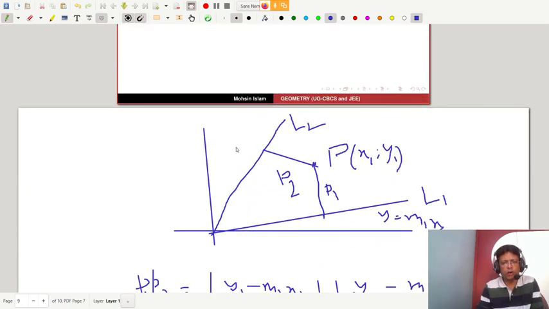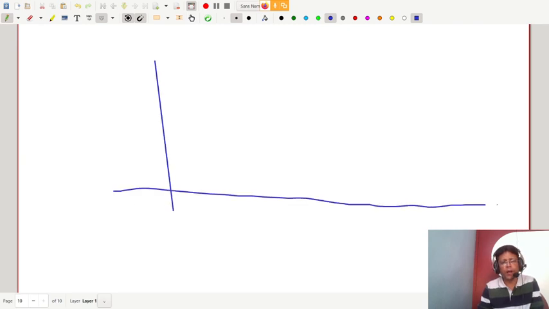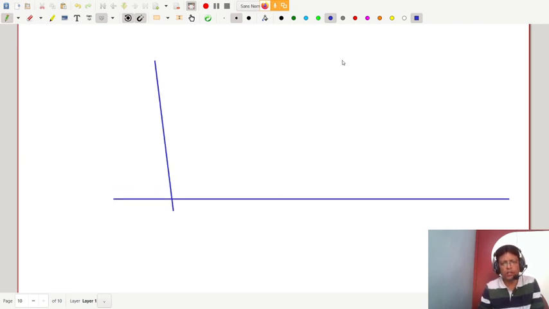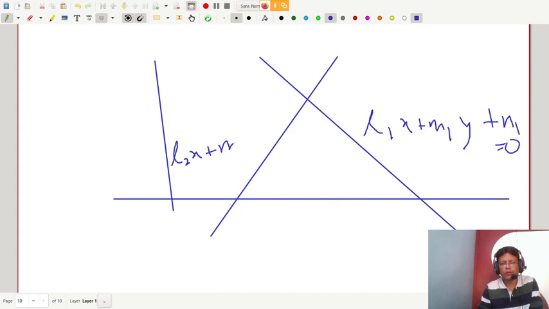Also, let me stop with a discussion. If your pair of straight lines are not passing through the origin, then your pair of straight lines will be of this type. Suppose this is the pair of straight lines, not passing through the origin. Suppose this is your first line, l1 x plus m1 y plus n1 equal to 0, and this is the second line, l2 x plus m2 y plus n2 equal to 0.